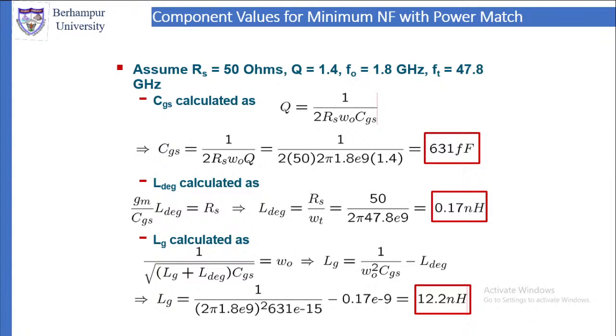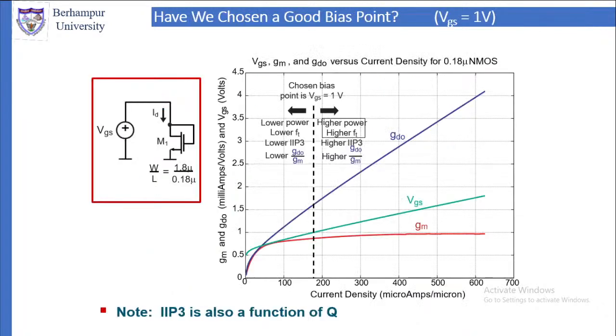So put these values, ω0 = 2π into 1.8 into 10 power 9, squared, then the CGS value we have found out, 631 femtofarad, so 631 into 10 to the power minus 15, and then minus L degenerated, which we found out to be 0.17 nanohenry, that is 0.17 into 10 to the power minus 9. That will give us Lg = 12.2 nanohenry.